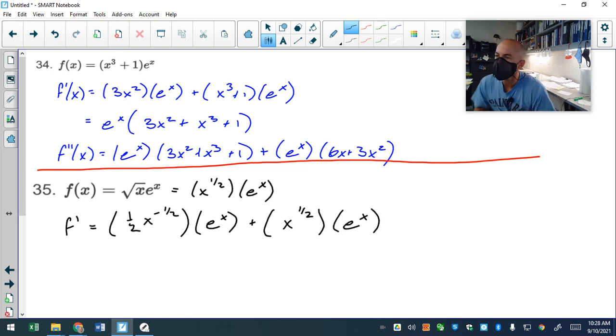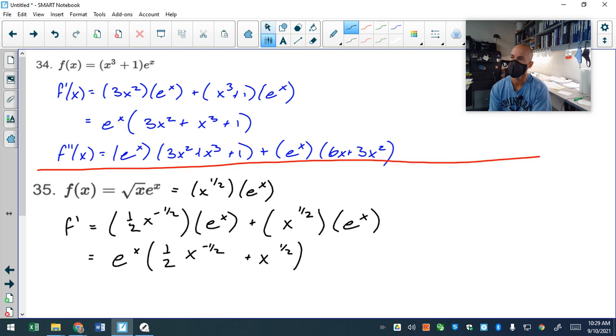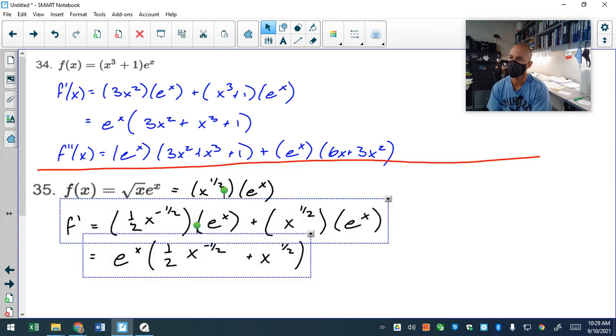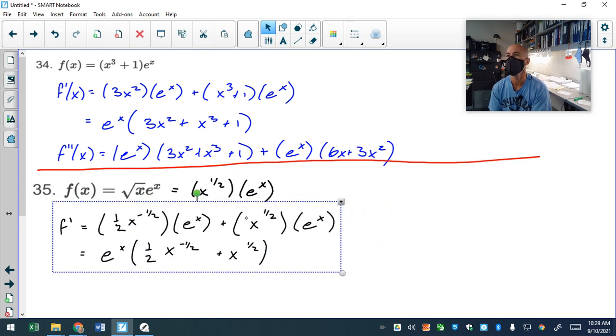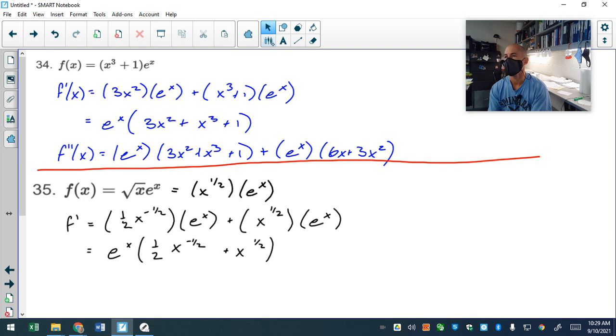And then, for my second derivative, we'll just factor out the e to the x. Does anybody want to factor anything else out, or just the e to the x? Okay, we'll just do the e to the x. You have other options, but I don't think the other ones are going to make it any easier. If anything, it might make it harder.